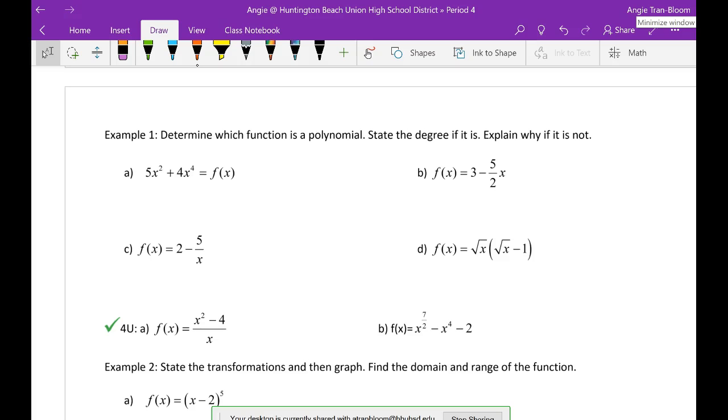All right. A, 5x squared plus 4x to the 4th equals f of x. Is that a polynomial? Yeah. How can you tell? Because both powers are what? Positive integers. So yes, that is a polynomial. What's the degree? 4. Great. Write it out. So this is a yes. And degree is 4.